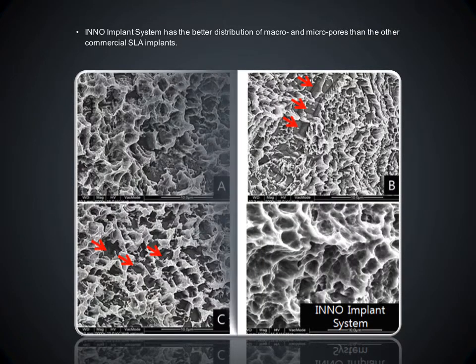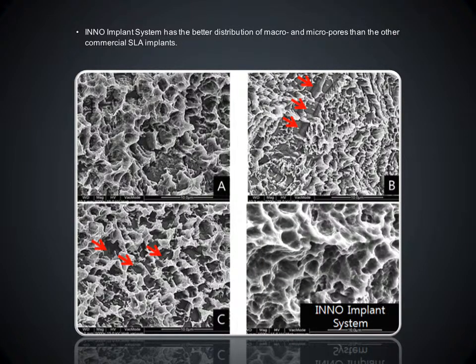The commercial SLA implants were compared with INNO Implant System. INNO Implant System has the well distribution of macro and micropores, but the others do not have well-distributed macropores and micropores. Sample A does not have macropores. Samples B and C have unetched surfaces.